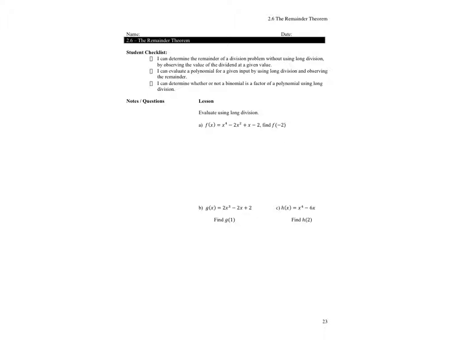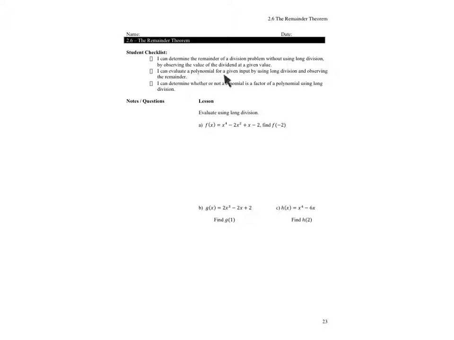All right, so we got three things you're going to check off here. The first thing is that you have to be able to determine the remainder of a division problem without using long division. So that's what this says right here. So I'm going to show you today how to determine what the remainder will be without even using long division, if you can observe the value by seeing the graph.